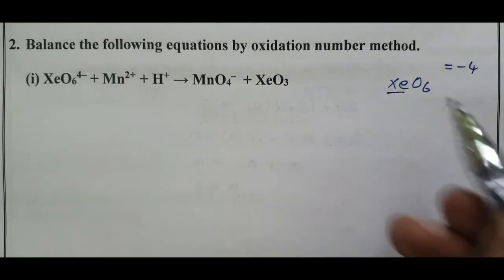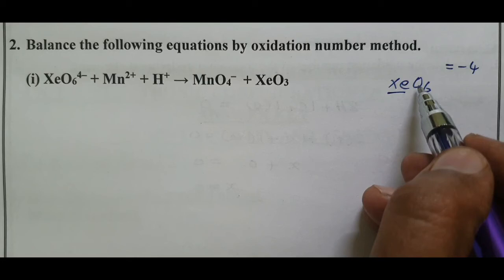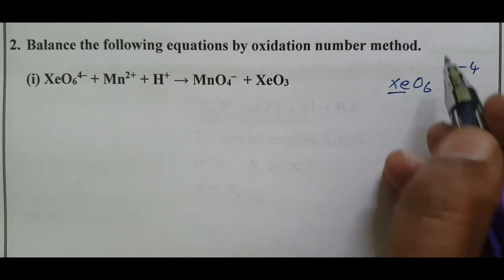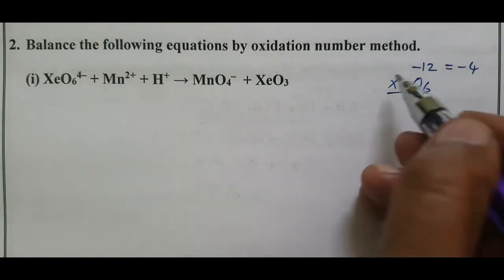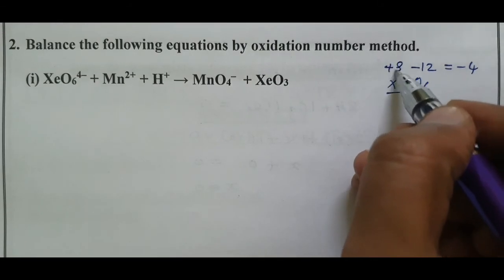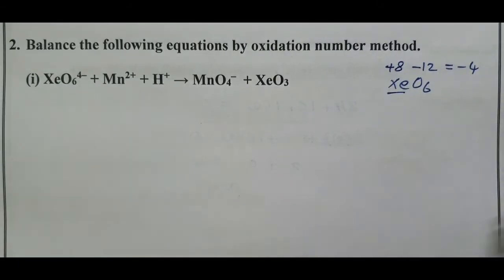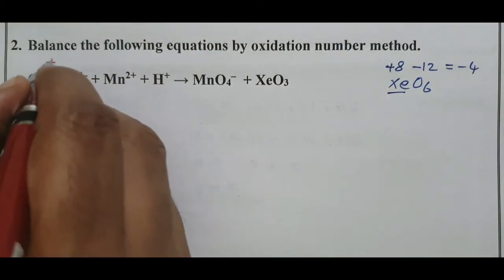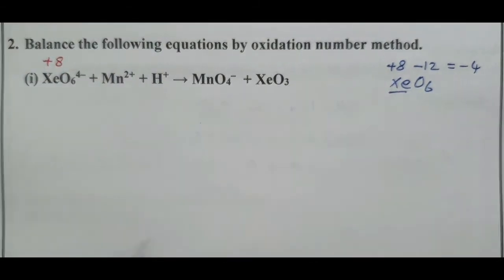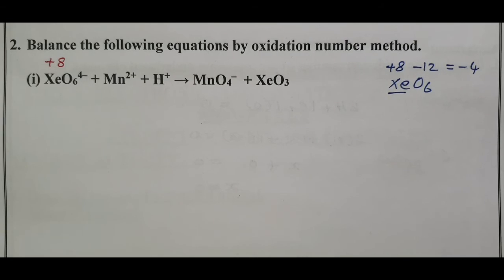We have to determine the oxidation state of xenon. 1 oxygen oxidation state -2, 6 oxygen -12. So, by putting here +8 and adding these two, we will get -4. So, what is the oxidation state of xenon in perxenate ion? +8. Come to the oxidation state of xenon in XeO3.